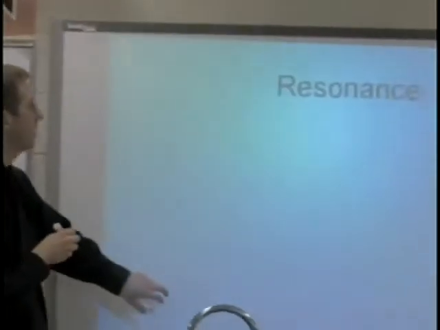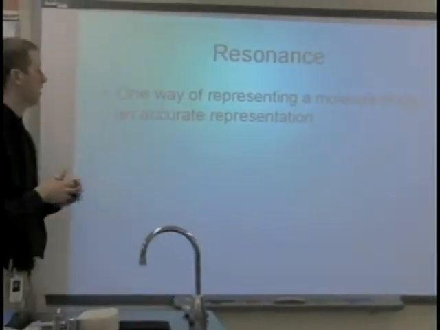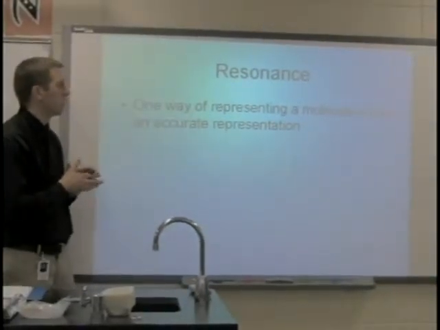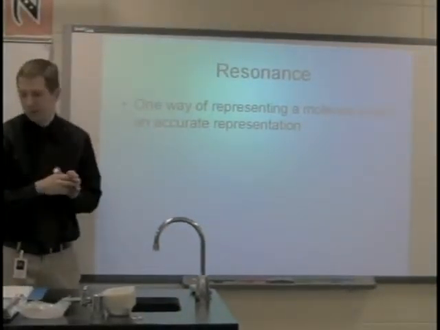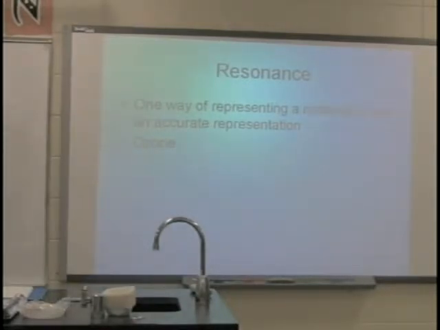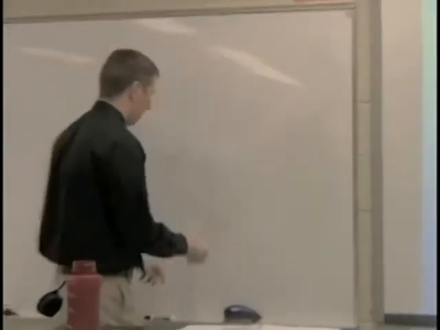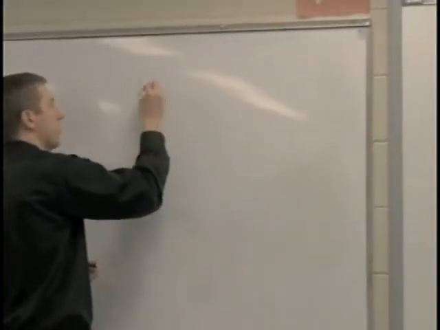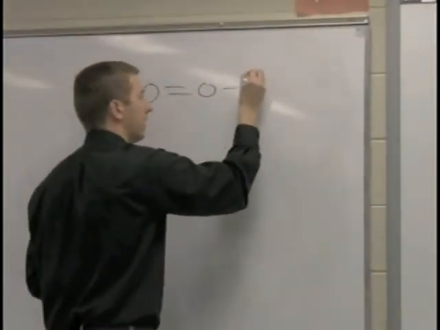If we move on to the next slide, it's going to be referring to what are called resonance structures. Resonance structures are one way of representing a molecule, but not the accurate representation overall. We're actually going to go back to the ozone example I gave you a second ago. So if I redraw ozone up here, ozone is O3, which once again is a double bond and a single bond.